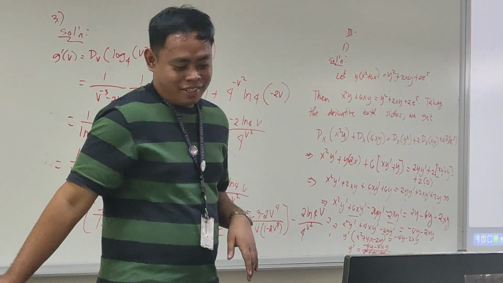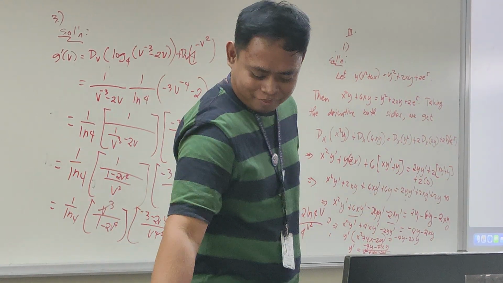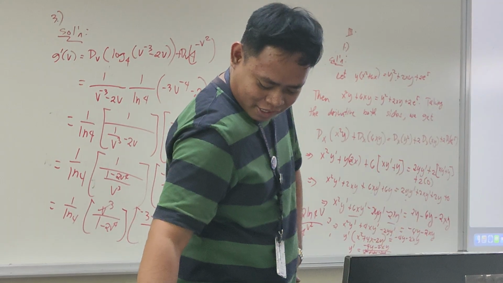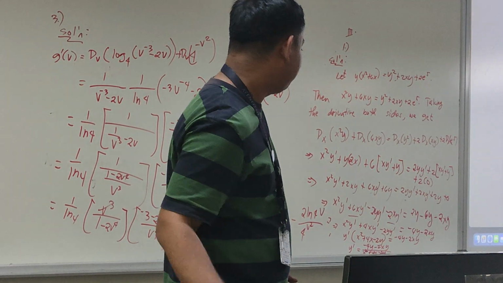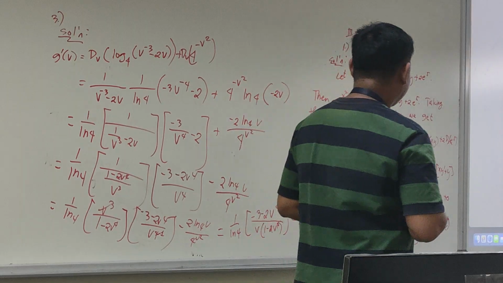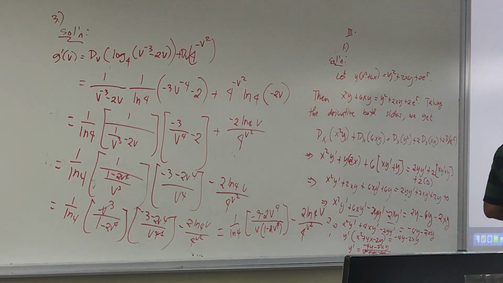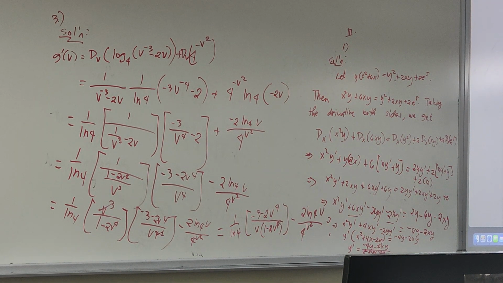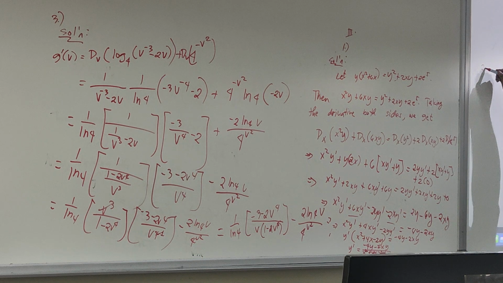So let's play. Number 2. Lloyd. So what's the answer for this? That is negative y all over x.